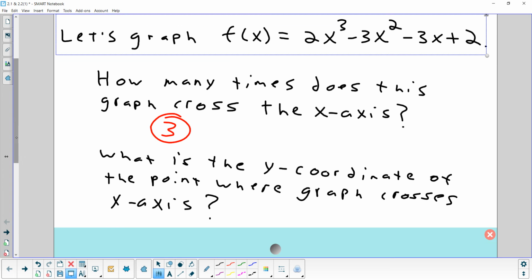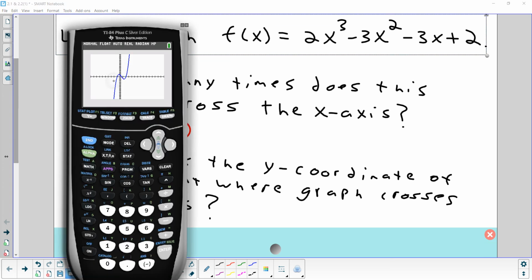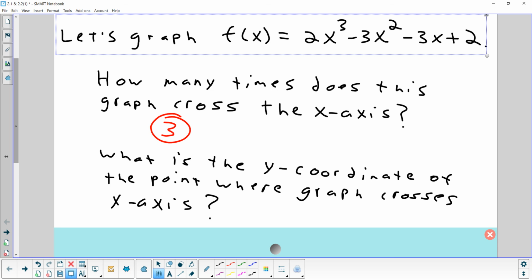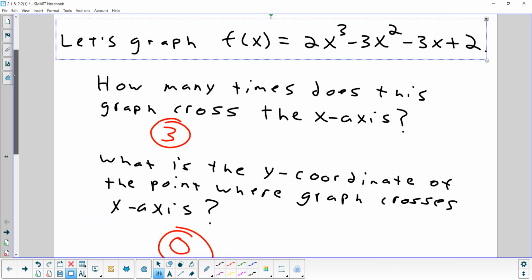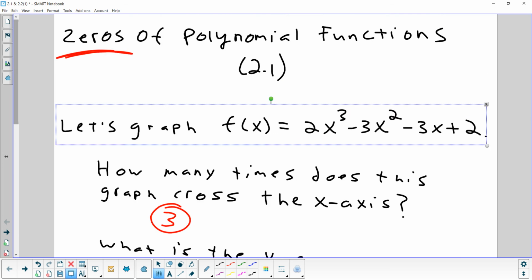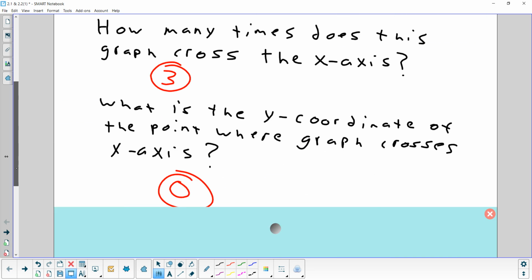And if I were to write down the coordinates of all 3 of those points, they would all have the same y value. What's the y value at any point along the x-axis, Mike? 0. Yep, it's 0. So when you're finding an x-intercept of a graph, what you're really finding is a 0. You're finding a value you can plug in for x and then get 0 for y. That's what an x-intercept is. We call that a 0. We can also call it a root.